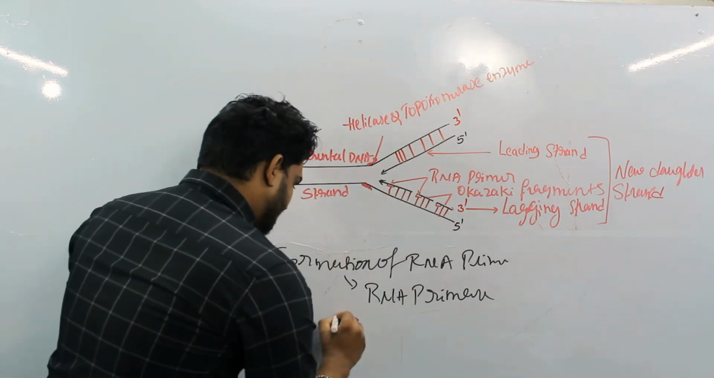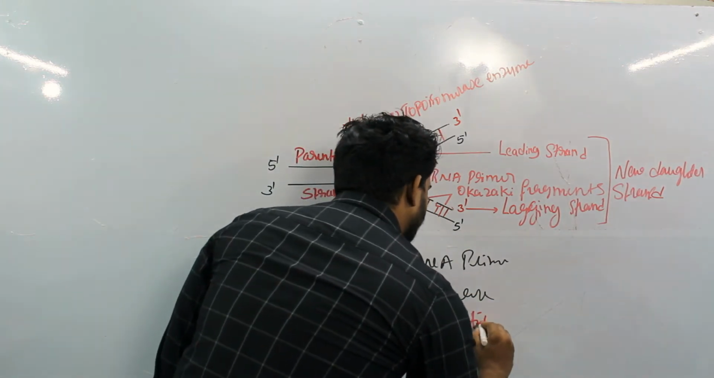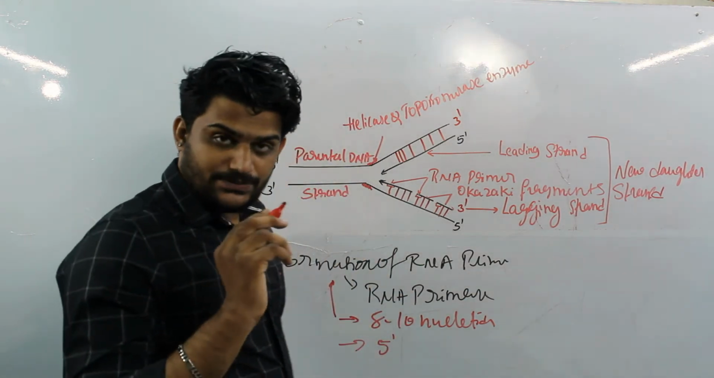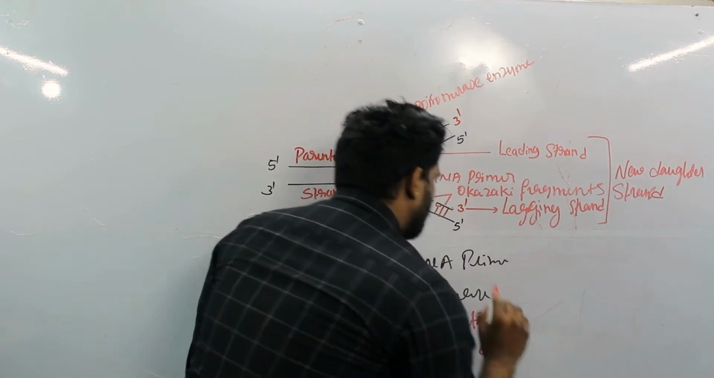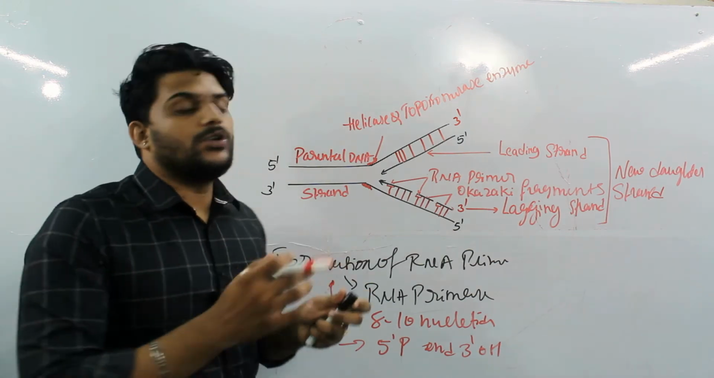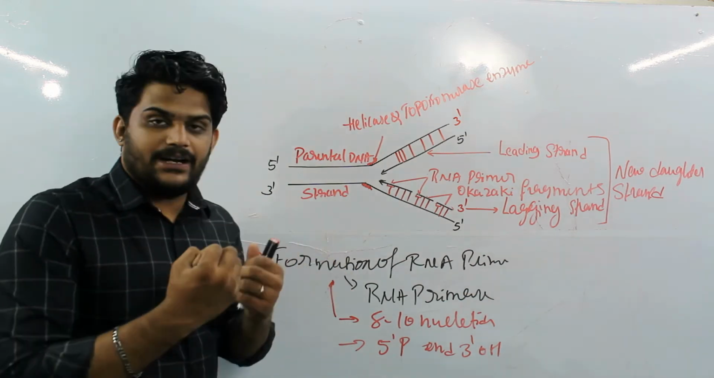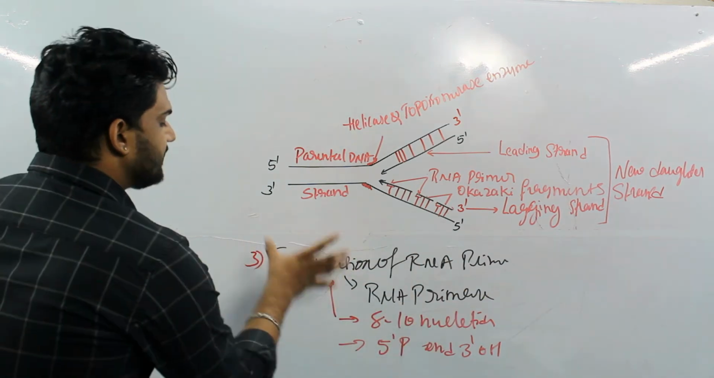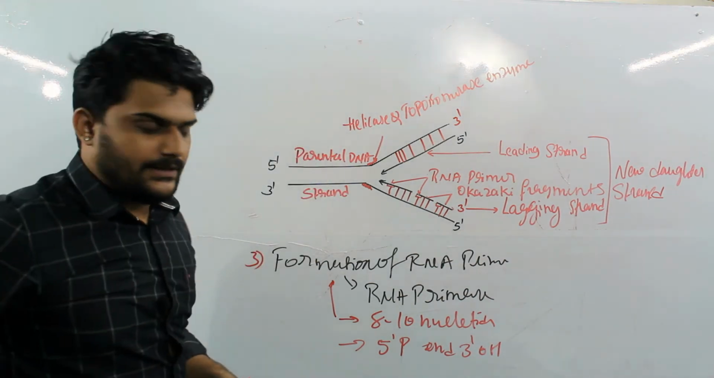This RNA primer is of 8 to 10 nucleotides. It starts with a 5' phosphate end and ends with a 3' OH end. So why is it called an initiating factor? Because it has the ability to bind the nucleotides to the daughter strands, the ability to start the process of binding. So that's why it is known as a primer. RNA primer is the initiation factor for the process of replication.